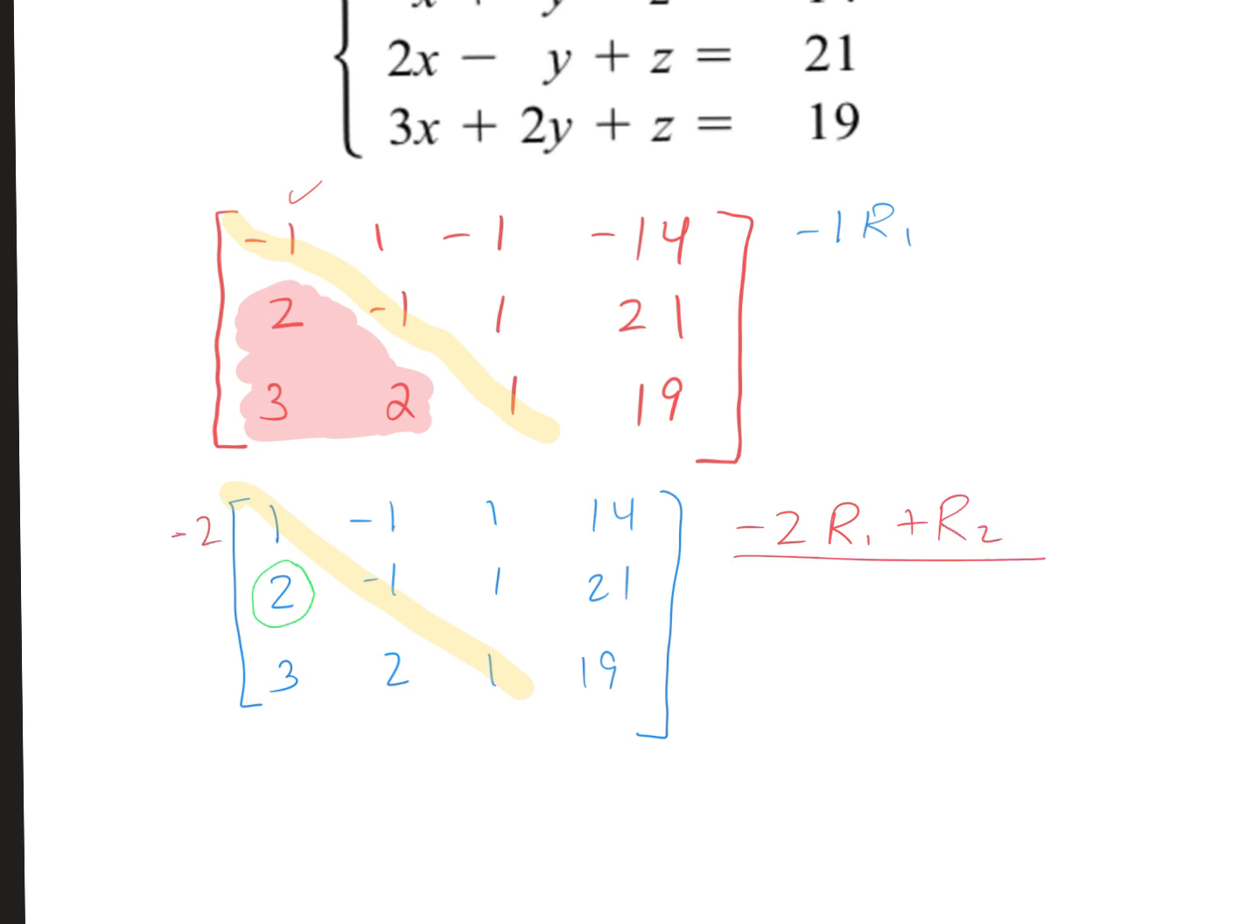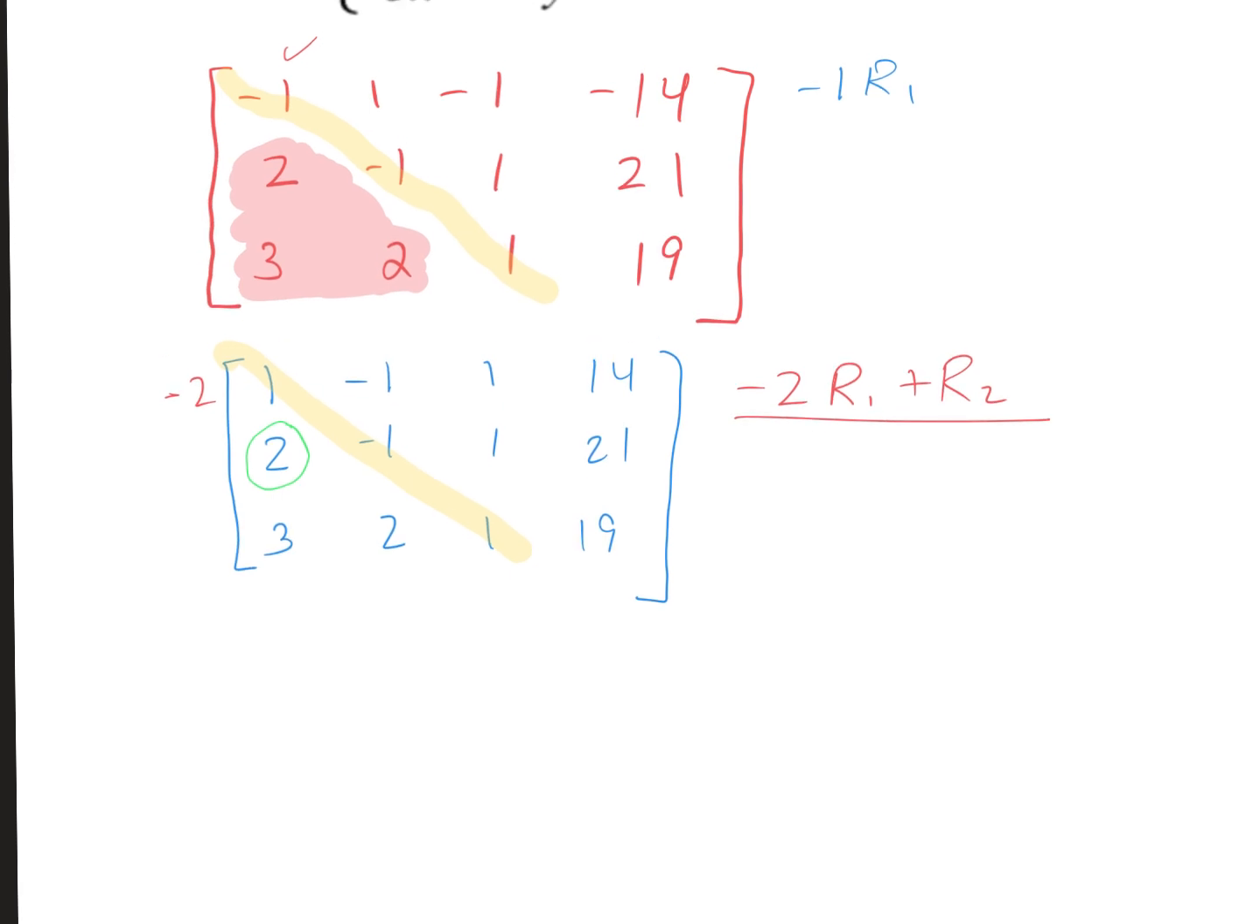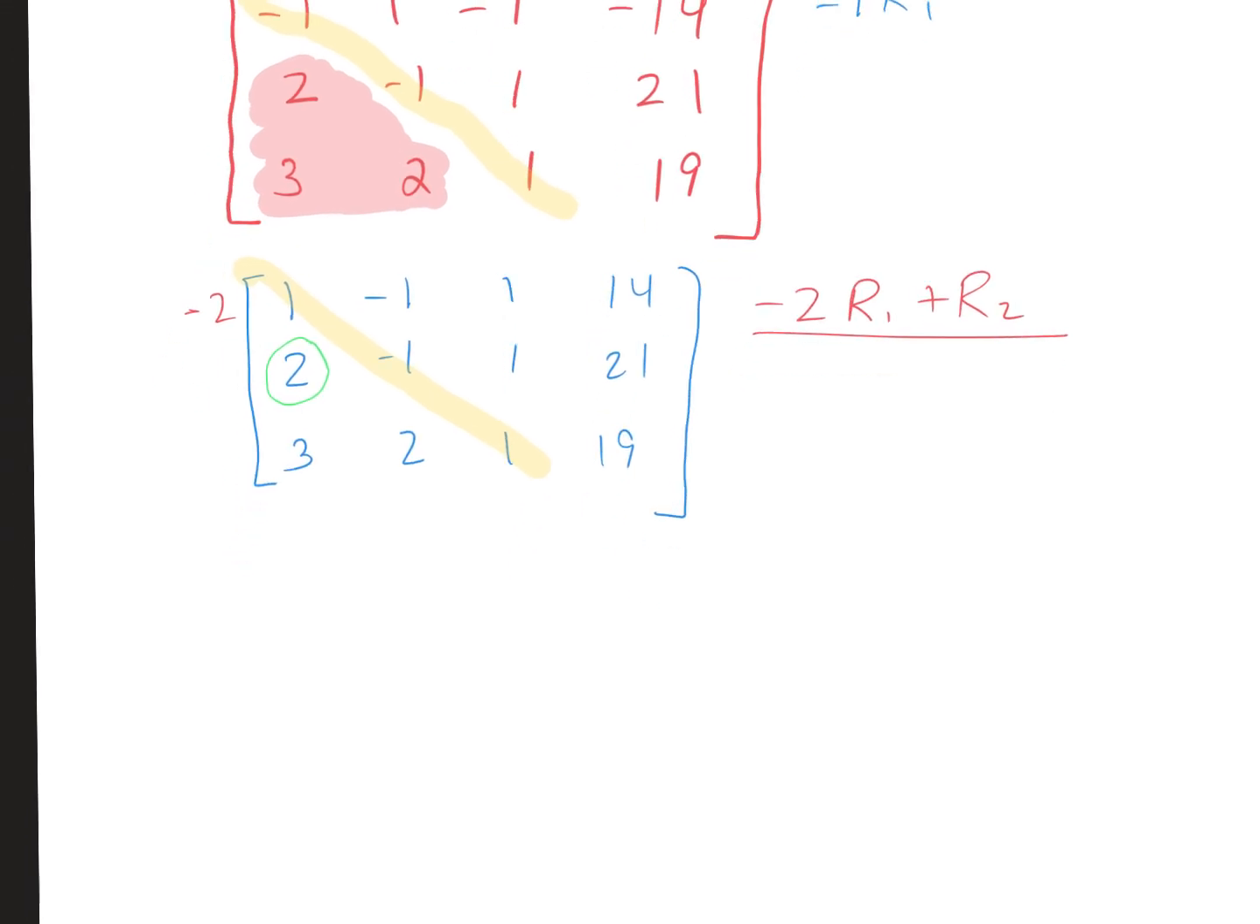So I'm going to take a negative 2 and go here. Row 1 is going to stay the same. I'm going to rewrite it. Row 1 is not changing. It's still 1, negative 1, 1, 14. What else is staying the same right now? The third row. So I'm going to rewrite that one. 3, 2, 1, 19. So what's going to happen now is I'm going to multiply negative 2 to that first row. Negative 2 times 1 is negative 2, then 2, negative 2, negative 28, right? And I'm adding it to row 2. So row 2 is 2, negative 1. Okay, let me know, please.